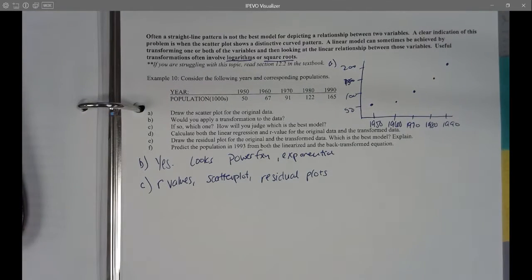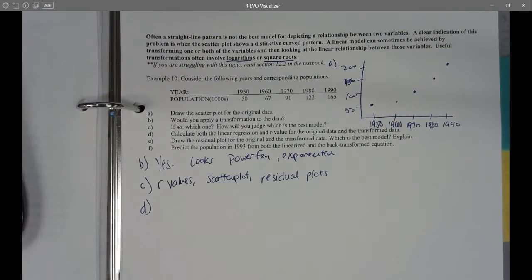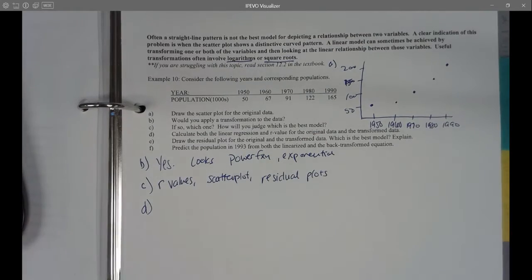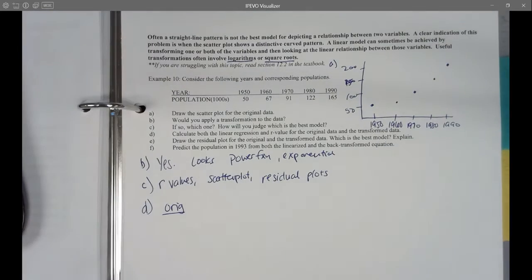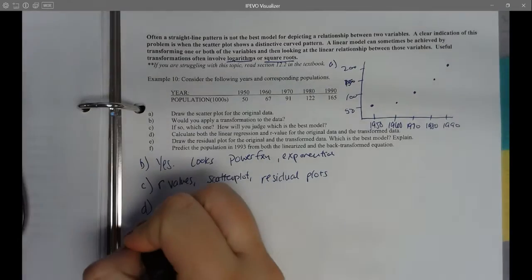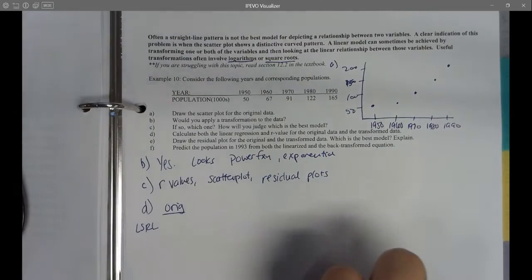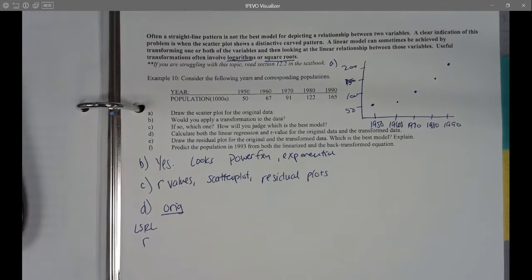All right, so a residual plot, let's, in part D here, it's saying calculate the linear regression for the original and the transformed. So let's go ahead and look at just the original data. Of course, we haven't transformed it yet, so we're just going to look at the original data as given to us. Okay. And go ahead and actually type this data into your calculator because we are going to want to get the equation for the least squares regression line and the R value as well.